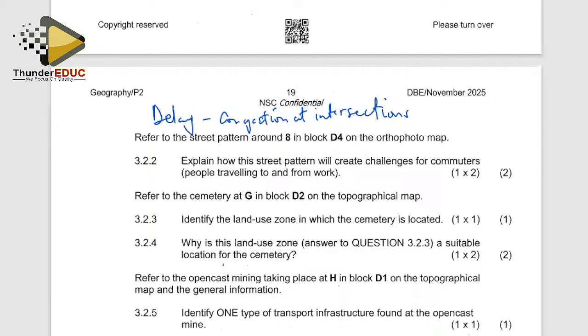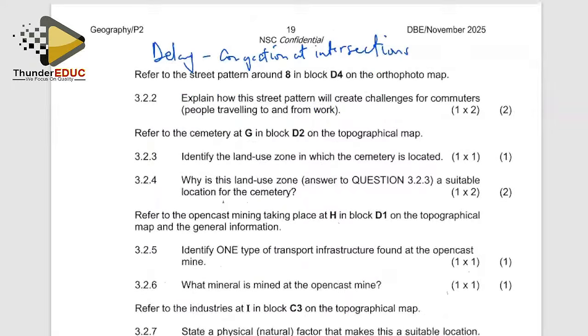And for the same reason, they will have limited route options. The route options will be limited for these commuters because either you go through the street directly to wherever you're going or you get lost. So it also means that the main problem is the delays because of congestion at intersections. It has many intersections where you need to stop, and that creates congested traffic.